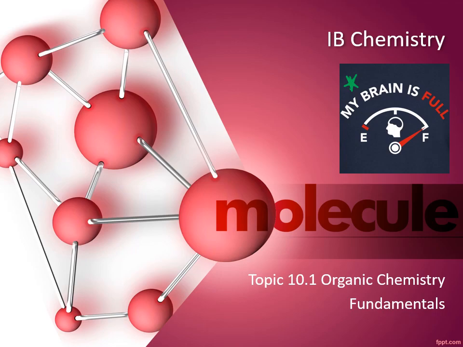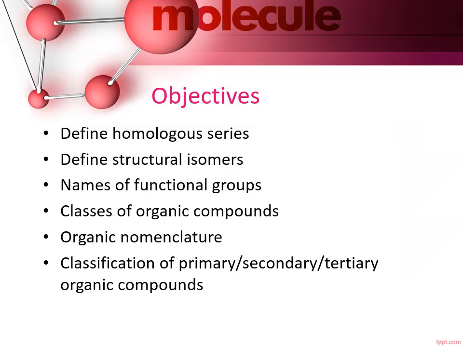It's a lot. Our objectives for today: we're going to define homologous series, we're going to define structural isomers, we're going to talk about the names of functional groups and then the classes of organic compounds that are related to those functional groups. We're going to talk about how we name organic compounds based on those functional groups, and then we're going to wrap up with a little look at classification of primary, secondary, tertiary, and even some quaternary organic compounds.